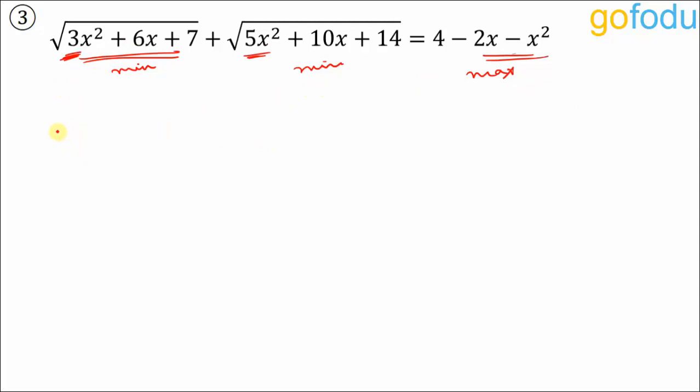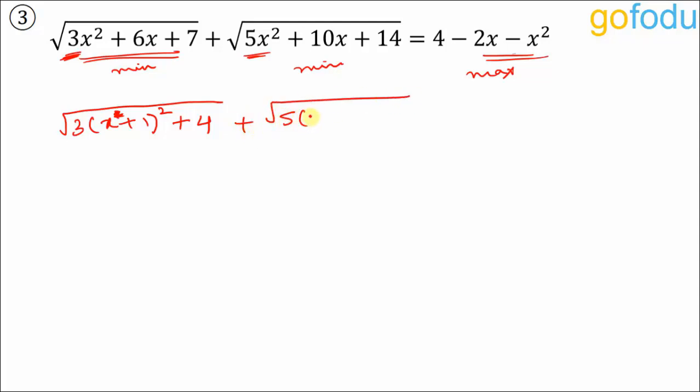So this expression could be further simplified as root of 3 into x plus 1 whole square. That would be 3x square plus 6x plus 3. Here we have plus 7. So we'll have to add 4 more. Plus this would be 5 into x plus 1 whole square. This is 5x square plus 10x plus 5. Here we have 14. So we will have to add 9 more. And here we have x plus 1 whole square will give us x square plus 2x.